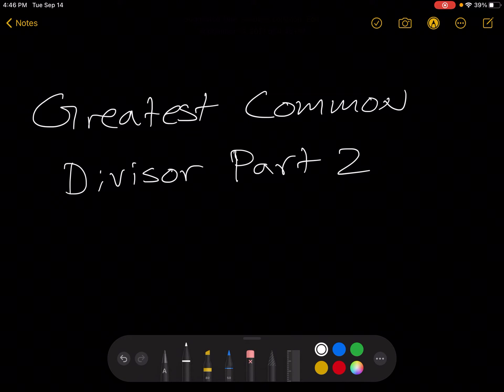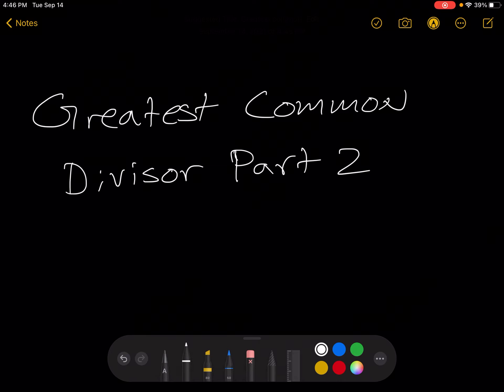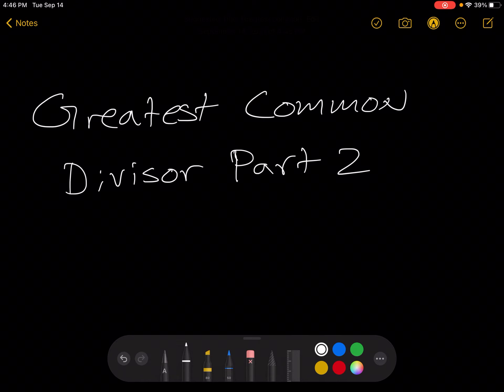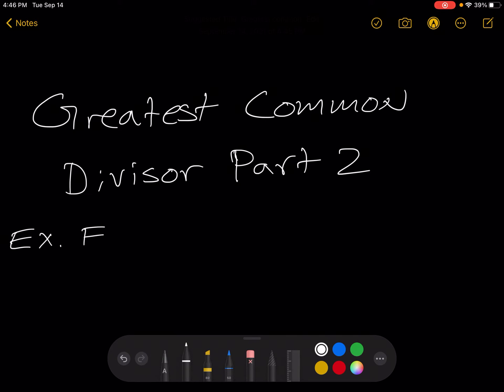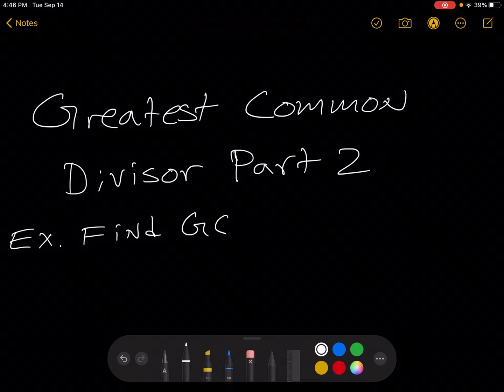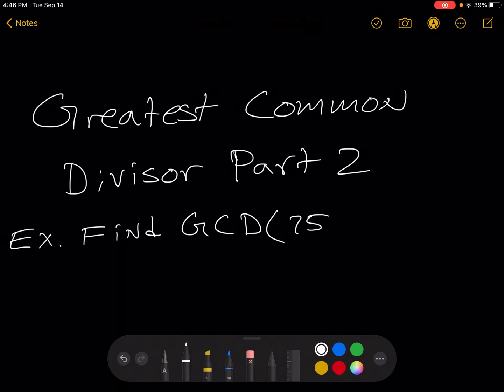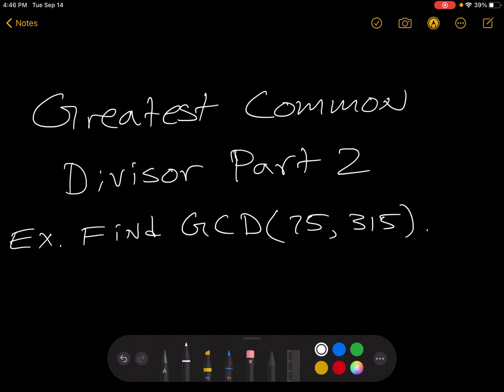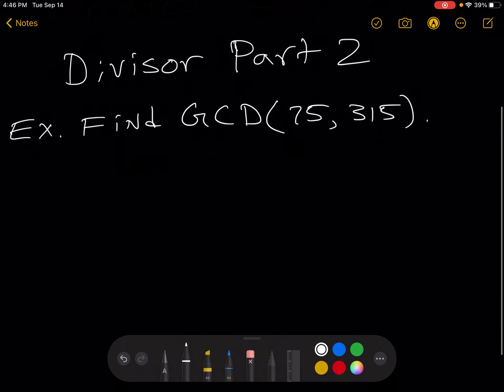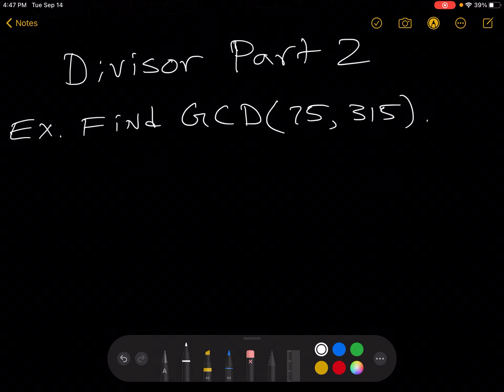The method that I showed you in the previous video for finding the greatest common divisor doesn't work too well when the numbers get bigger. So in this video, I will show you a new method that works better when the numbers get bigger. For an example, we're going to find the greatest common divisor of 75 and 315. Now the first step in this method is to find the prime factorization of both numbers.